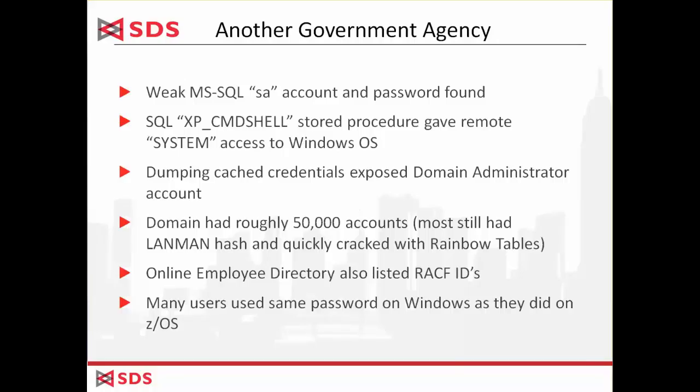And because this server hadn't been updated, it still had what's called a LanMan hash visible in its password file. LanMan is an older Windows crypto type that is easily broken with a pre-computed password list called rainbow tables. So we were able to crack the vast majority of those 50,000 accounts almost instantly by running them through rainbow tables. So great, we had complete control over the Windows environment.